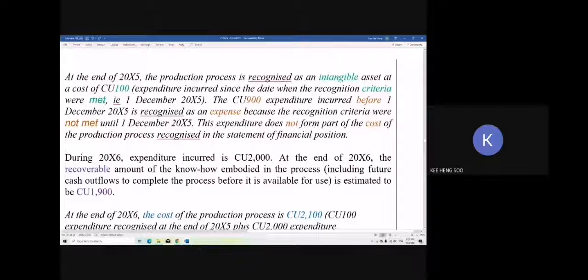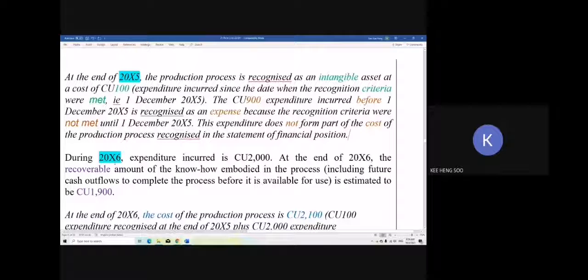Clear? So this is 2015. Now come to 2016. Remember your recoverable amount is 500, so you can recognize all 100. You can recognize the 100. Now come to the year 2016.